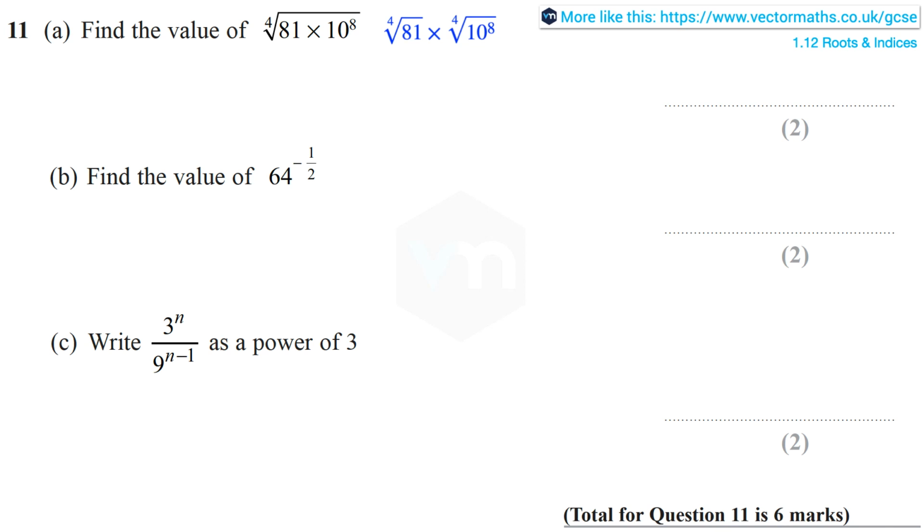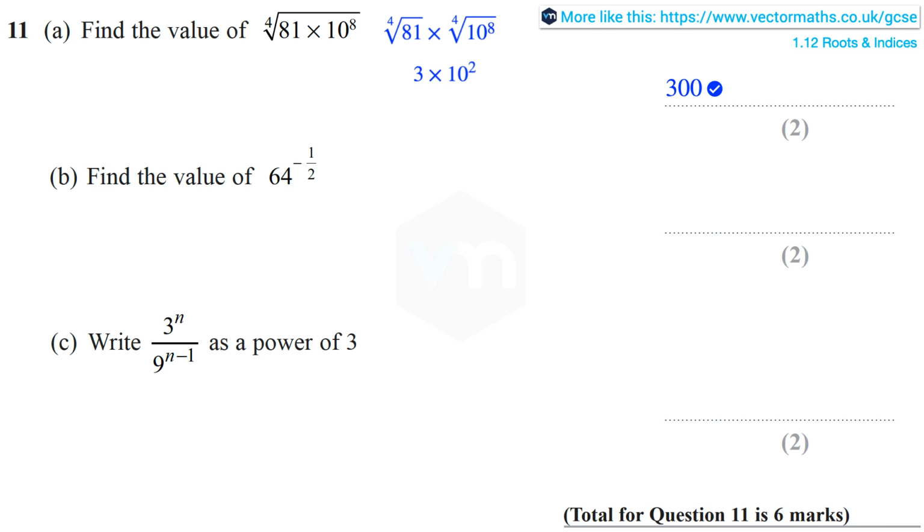And we can also simplify the fourth root of 10 to the power 8, because this is the same as 10 to the power 8 raised to the power of 1 quarter. And 8 times a quarter is 2. And that's another rule of surds. So this simplifies to 3 times 10 to the power 2. Of course, 10 to the power 2 is just 100. So 300 is our answer.